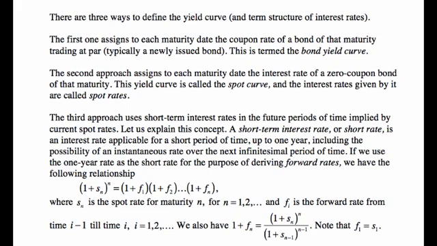We also, because of this formula, must have that if you write the same formula for (1 + S_{n-1})^{n-1}, and you divide the two, you will see that 1 + F_n has to be equal to (1 + S_n)^n divided by (1 + S_{n-1})^{n-1}. And also note that F1 has to be equal to S1.